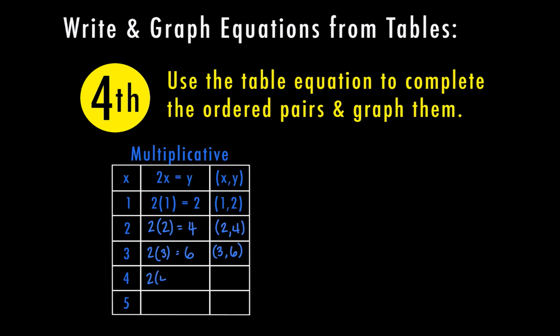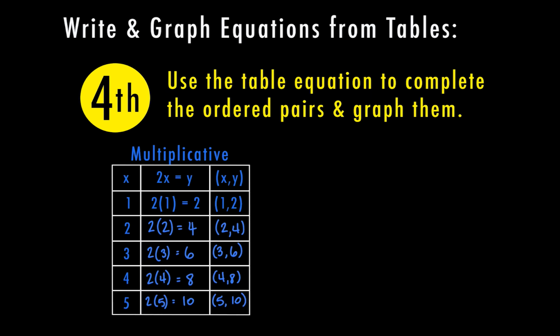Now I'm going to multiply 2 times 4, which equals 8. So my next ordered pair is 4, 8. And last, I'm going to plug in a 5 for x. 2 times 5 is 10. So my last ordered pair is 5, 10.